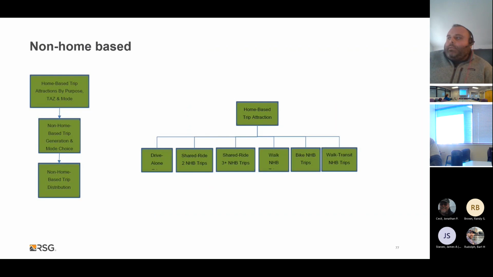The non-home based model covers trips where neither end of the trip is the home of the traveler. For AMATS, we implemented a novel approach to non-home based trip generation, distribution, and mode choice that takes into account actual home-based trip attraction locations and modes in the generation of the non-home based trip ends. Essentially, we calculate all the home-based trips first, going through trip generation, distribution, and mode choice. We then say that the location of the non-home-based trips is a function of where the trip ends for the home-based trips are.